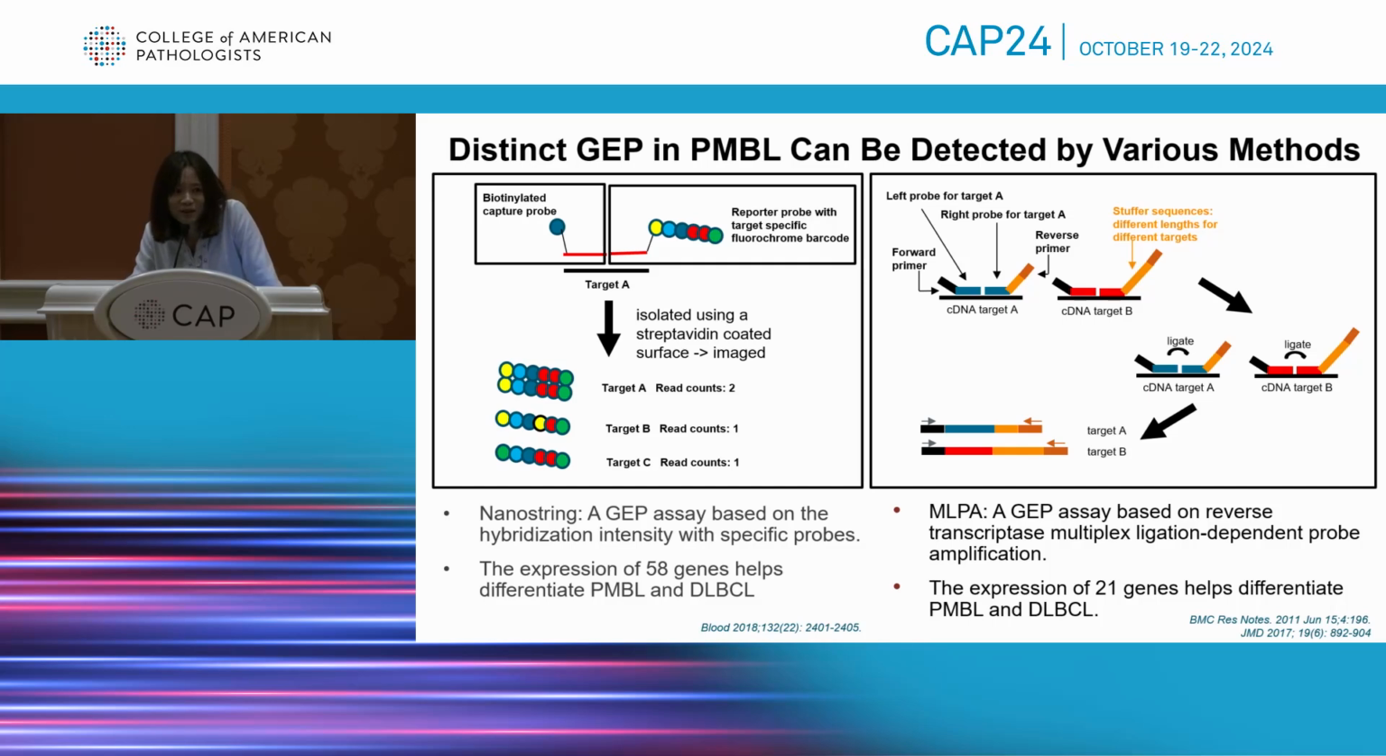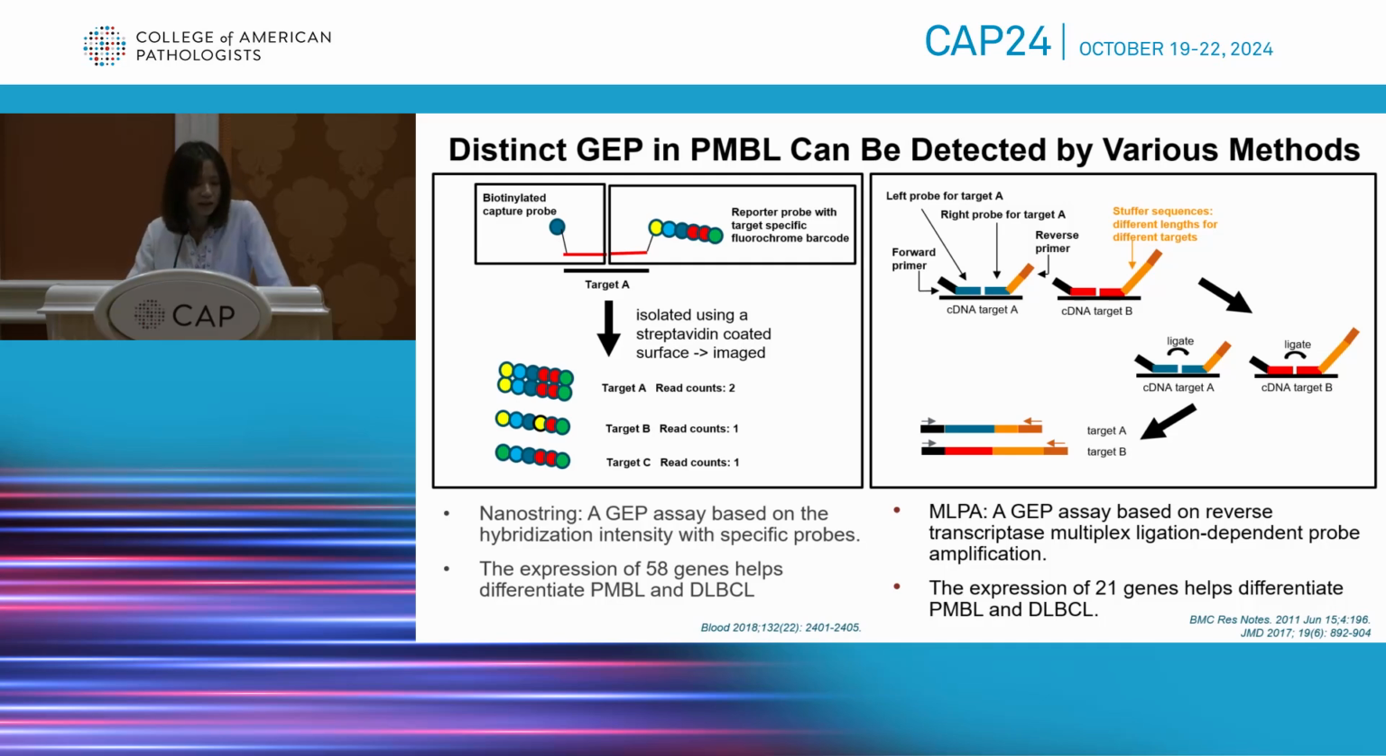So what is NanoString? NanoString is a gene expression profiling assay based on the hybridization intensity with specific probes. So how does NanoString work? This, of course, is an oversimplified figure, but you get an idea. Whenever we have a specific target, there will be two different probes. On the left-hand side, it's called a biotinylated capture probe. On the right-hand side, it's called a fluorescence reporter probe. And then the reporter probe will be conjugated with a specific fluorochrome barcode that's only specific to that target.